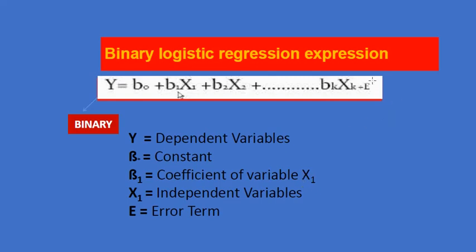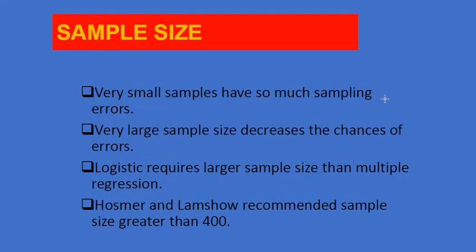And if you see this term e here, this is the error term. So you can also say that this is the term which represents how much error we are having between the observed and the predicted variables.